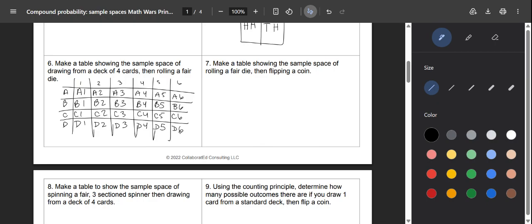So you can see I've got 6 options across, 4 options down. My sample space has 24 different possibilities. All right, number 7, make a table showing the sample space of rolling a fair die, then flipping a coin.